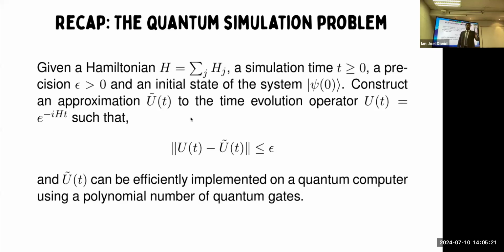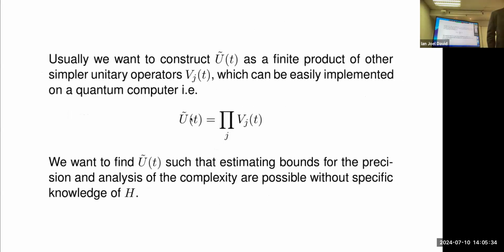We may even talk about that in a later lecture. But I want to construct this u tilde of t in a very simple way, such that I can implement it efficiently on a quantum computer. And the answer to how we can start doing this is if we construct u tilde of t as a product of simpler unitary operators. This is a nice starting point.